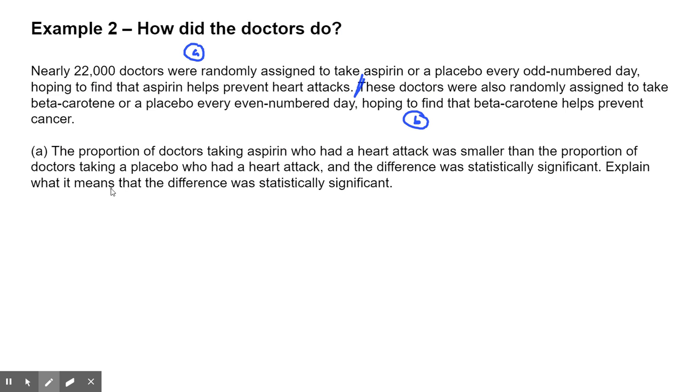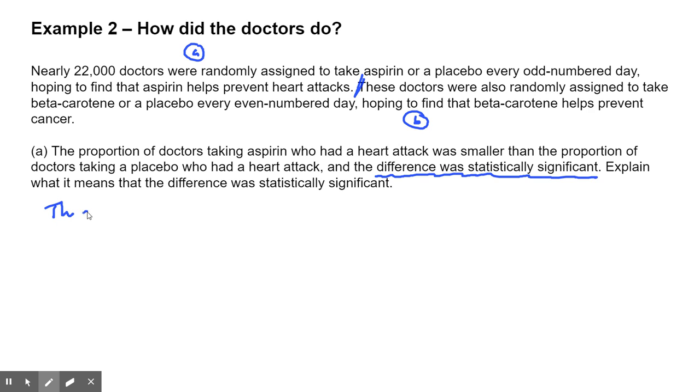All right, so part A, it says the proportion of doctors taking aspirin who had a heart attack was smaller than the proportion of doctors taking a placebo who had a heart attack. So again, there's a difference, right? And the difference was statistically significant. Explain what it means that the difference was statistically significant. Quick. So again, this is a memorized answer in context. So what we're going to say is the following.